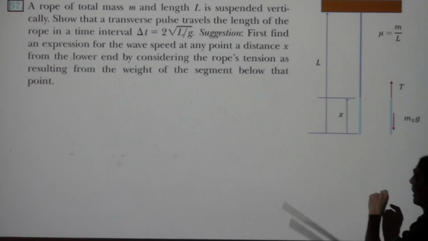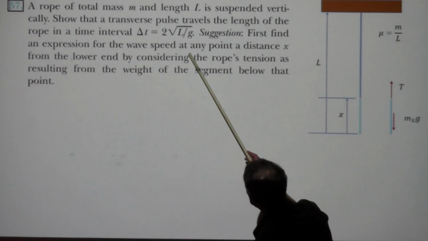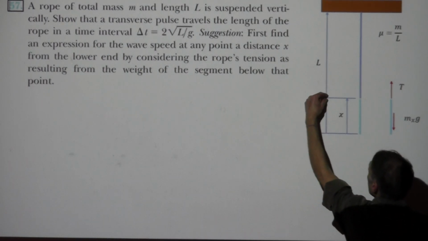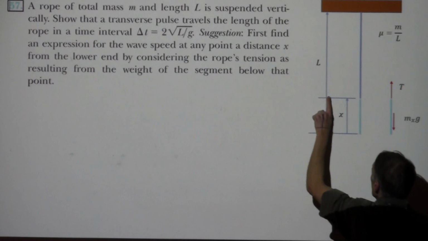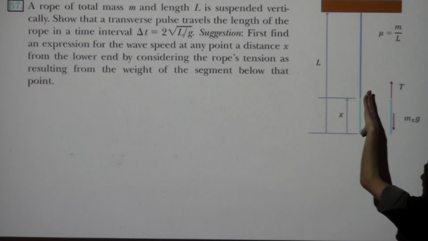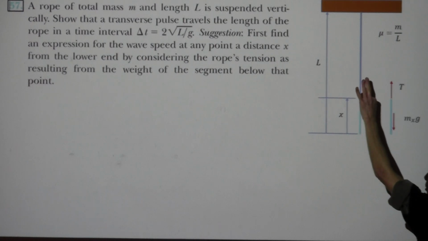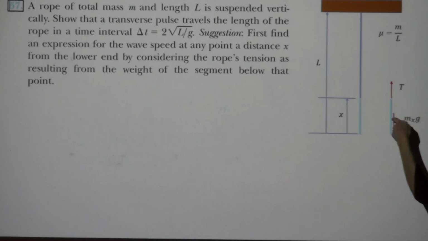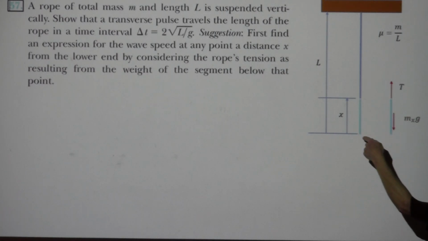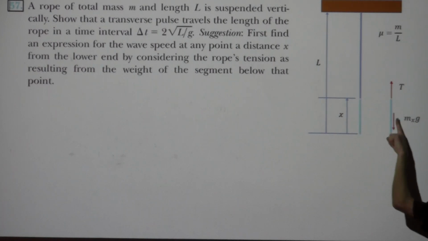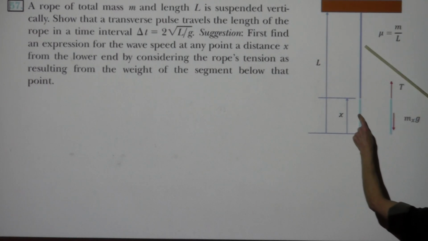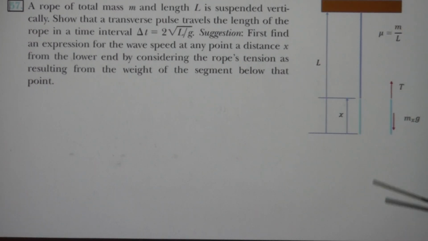Now, I'm following the suggestion here. First, find an expression for the wave speed at any point at a distance x from the lower end. So let's deal with a little section of string. I'm going to take out just a certain length here, because if we sever the rope at this point, the tension is helping to hold up this x length. And the longer this is, the more it has to hold up. So tension is weaker here, and it strengthens as we go higher and higher. We need to come up with an expression for that.